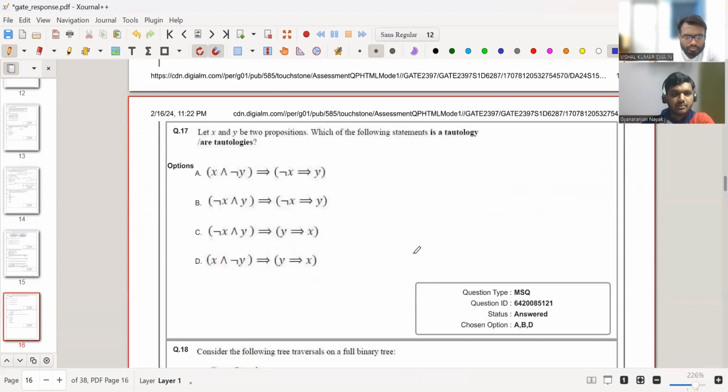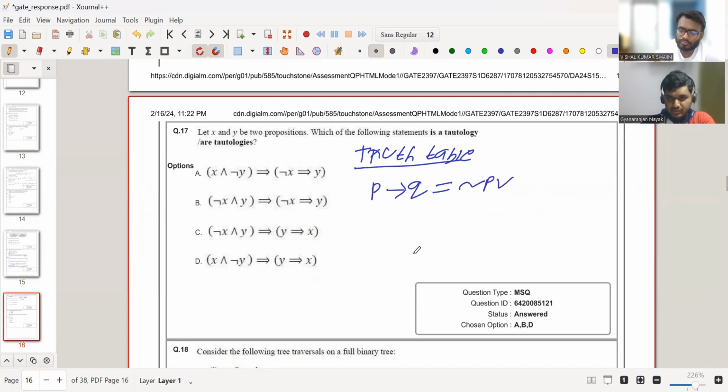So it is very simple. Let x and y be two propositions. Which one of the following statements is a tautology? You can check a tautology by truth table, or the other option is you can check the tautology by the formula. What is the formula? P implies Q equals negation of P union Q. We check only option A, then you check the other options, that is B, C and D.